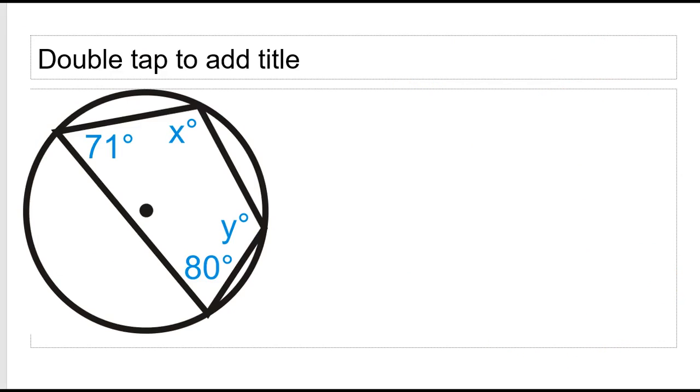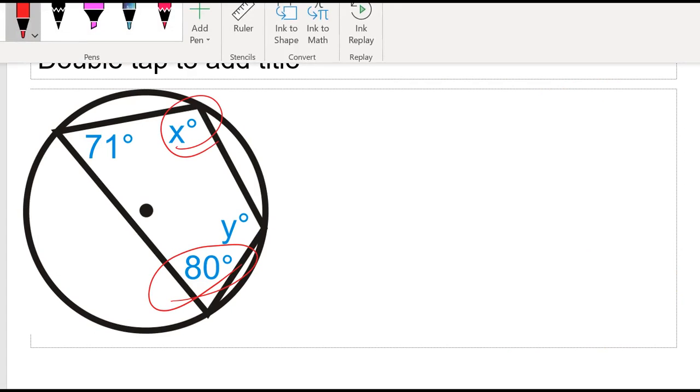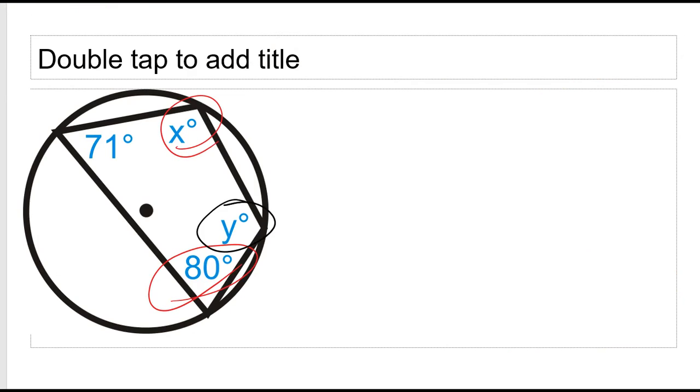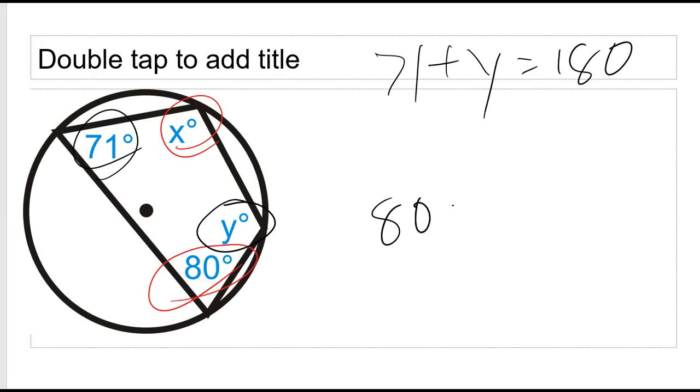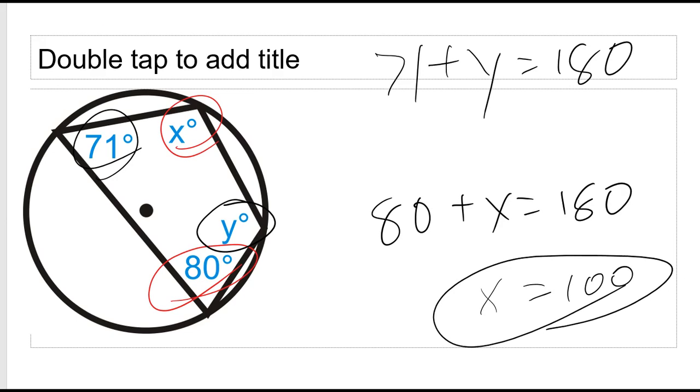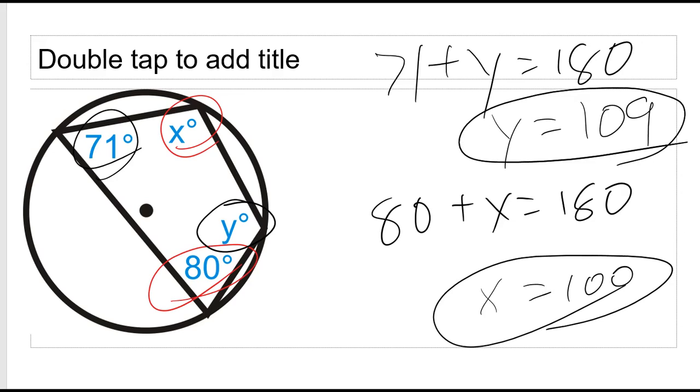Alright, when you're doing a problem, make sure to identify what your opposites are. My 80 and my x are opposites of each other. They're not next to each other, they're opposite. Then we got y and 71. So 71 plus y equals 180, and 80 plus x equals 180. So pretty simple, x is equal to 100, and y is equal to 109. There we go. And I bet if we added 109, 100, 71, and 80, it'll probably give us 360. It will.